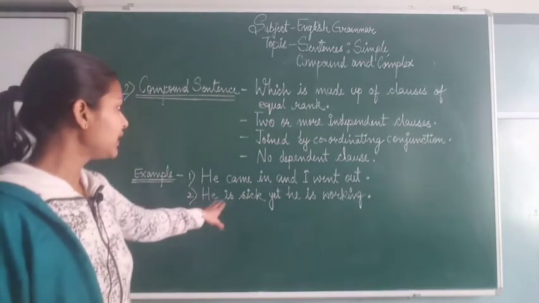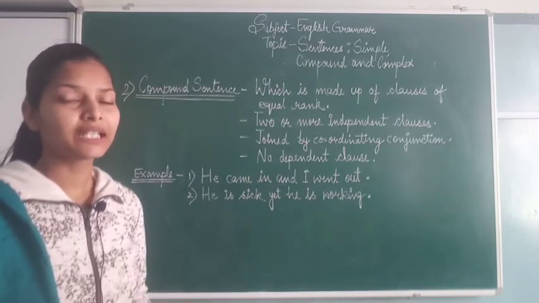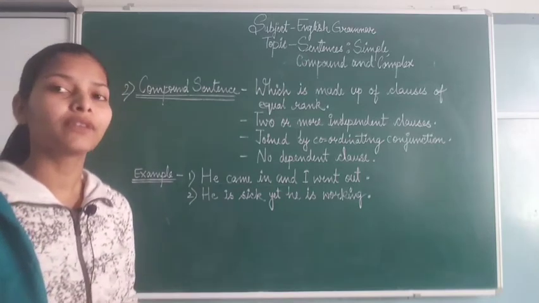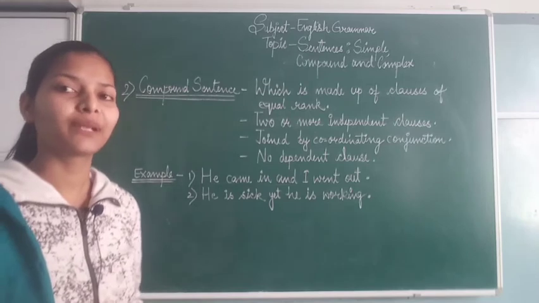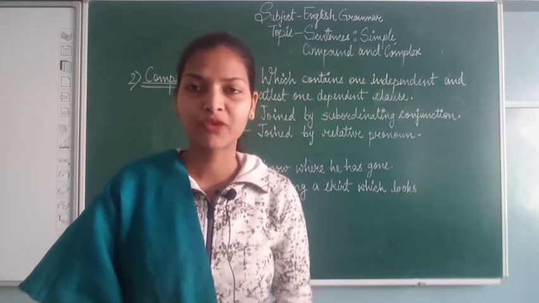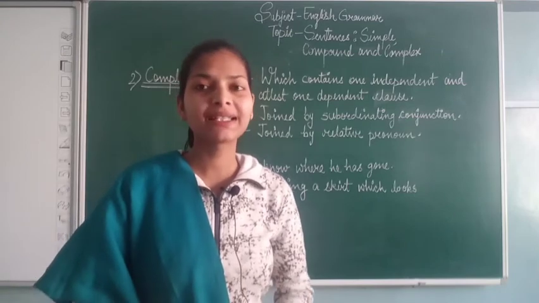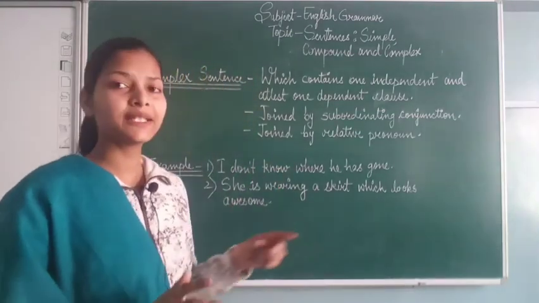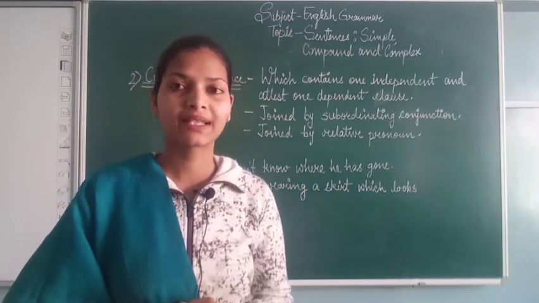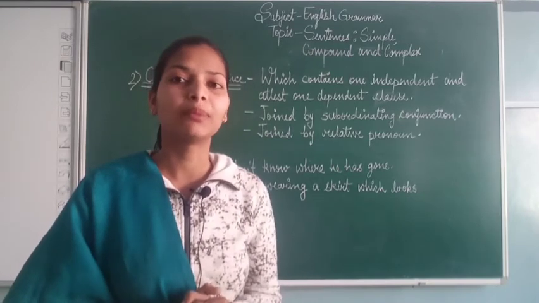Another example, he is sick yet he is working. Again, yet is the coordinating conjunction which is joining two clauses of equal rank. So it is another example of a compound sentence. Understood? So now here comes the third type of sentence, which is the complex sentence. Now what is a complex sentence? It is the one which contains one independent and at least one dependent clause. The dependent clause can be one or more than one also. This is said to be a complex sentence.